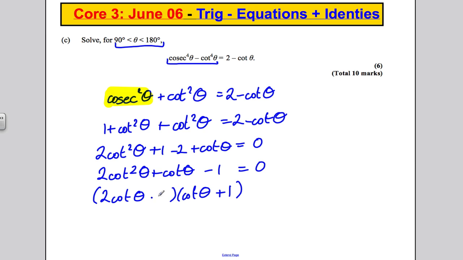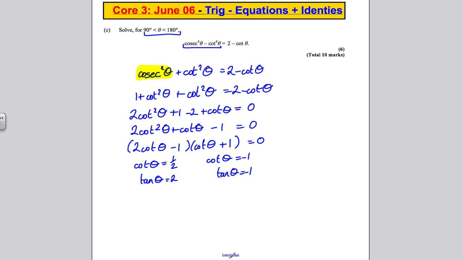Plus 1 and subtract 1, and I can. So therefore cot theta is a half, or cot theta is negative 1. Therefore tan theta is 2, or tan theta is negative 1. So I'm going to get quite a few sets of solutions here. So let's draw out our tan graph.